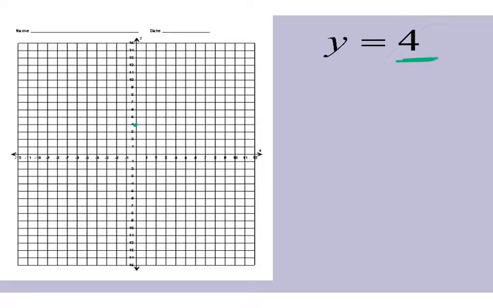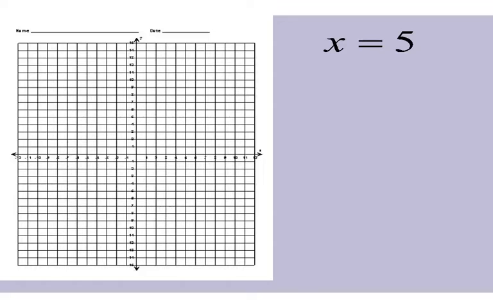And I know that this is a horizontal line because it crosses the y-axis, but it doesn't have any x in it, so it does not cross the x-axis. So I just draw my horizontal line. Since it's just y equals 4, there's no x coordinates. So this is my line of y equals 4.